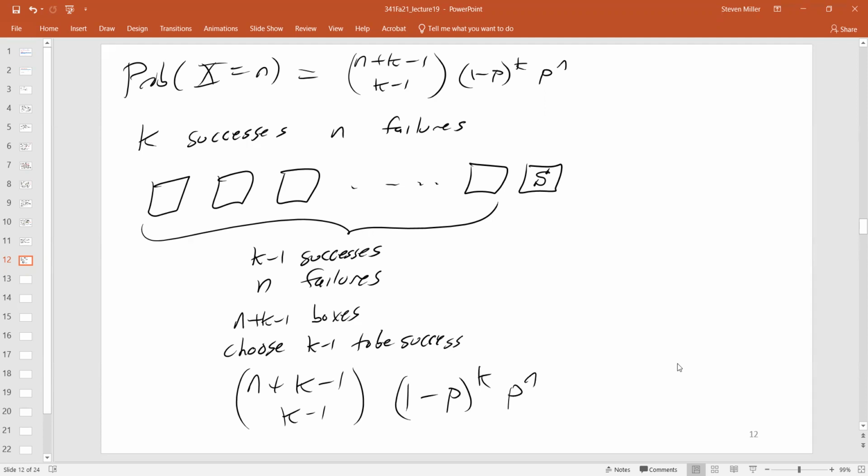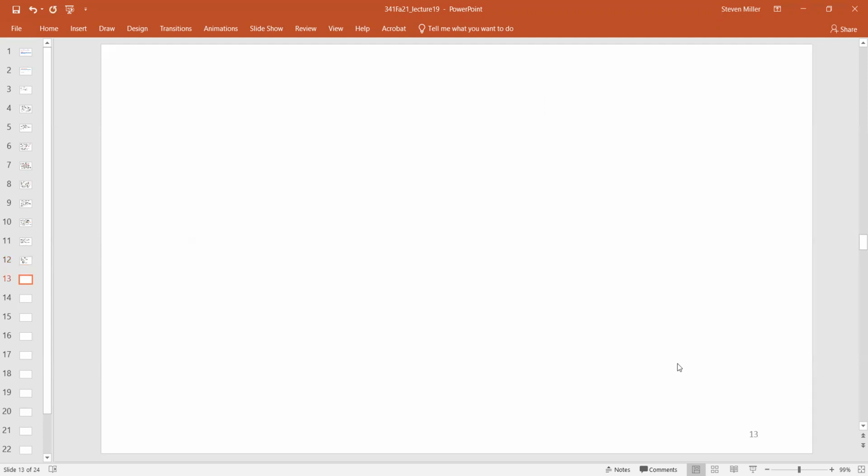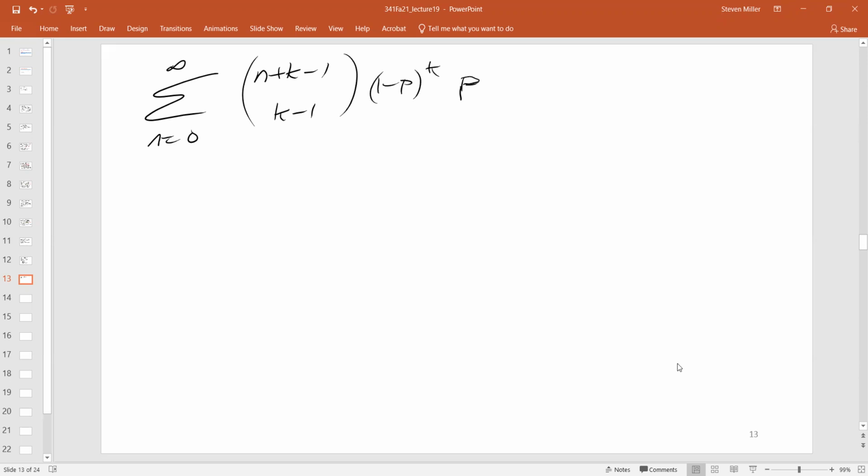So now that we know that, we know that the sum, N goes from 0 to infinity, of N plus K minus 1, choose K minus 1, 1 minus P to the K times P to the N equals 1. It is not immediately clear when you look at that sum that it is equal to 1. But because we know that this is supposed to be a probability distribution, it has to sum to 1.